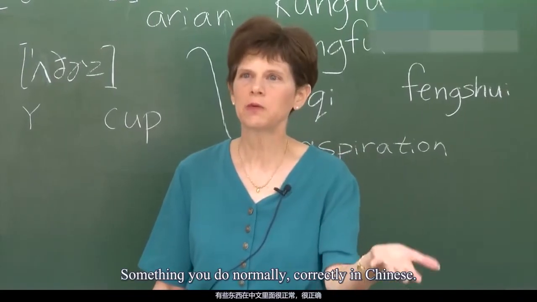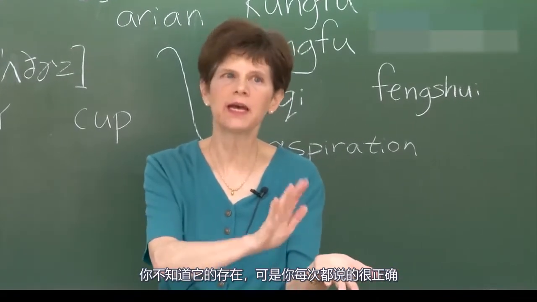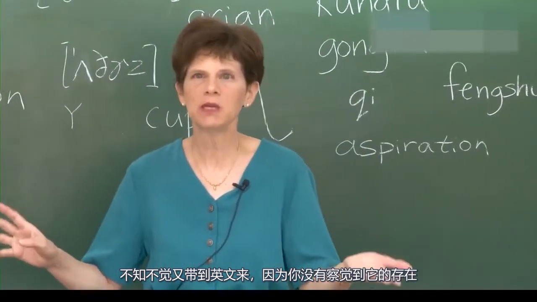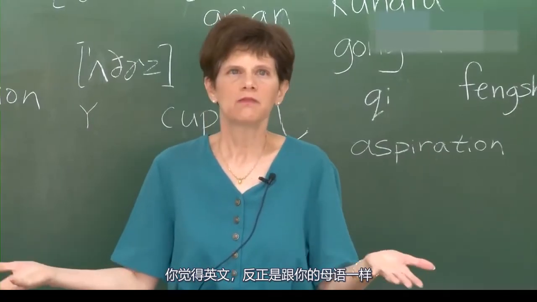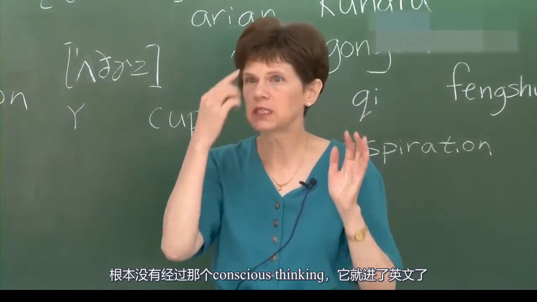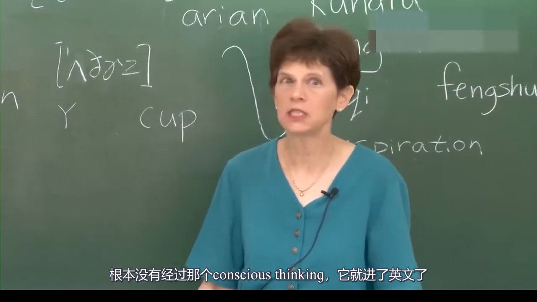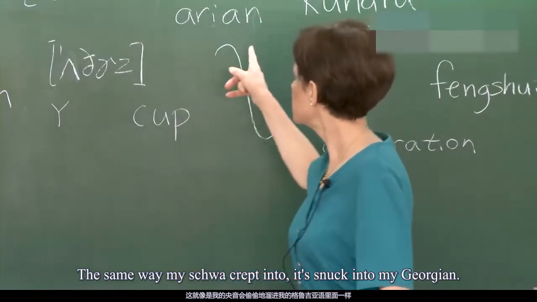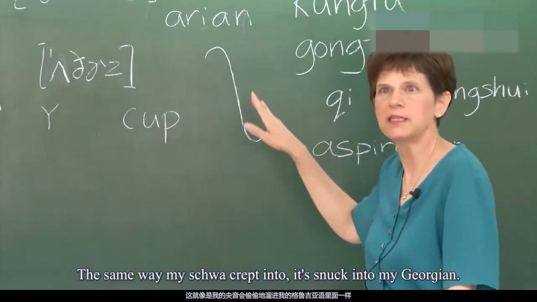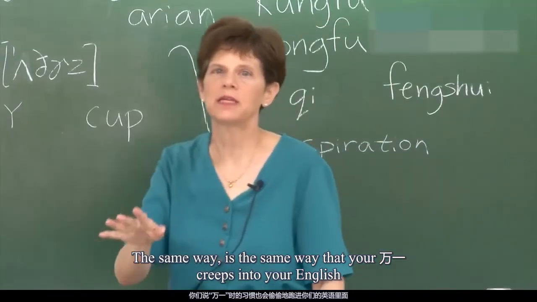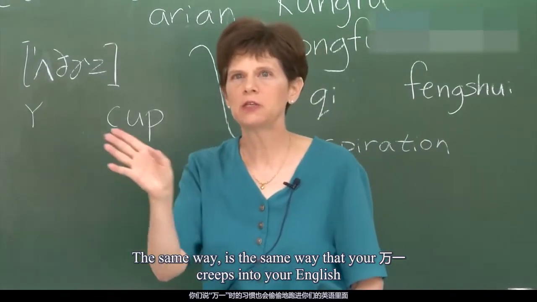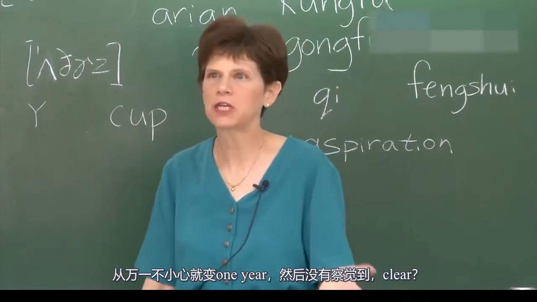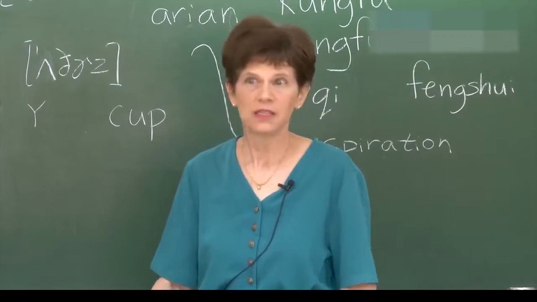Something you do normally, correctly in Chinese, 你不知道它的存在，可是你每次都说得很正确，不知不觉又带到英文来。因为你没有察觉到它的存在，你觉得英文反正是跟你的母语一样，根本没有经过那个 conscious thinking，它就进了英文了。Do you all understand what I'm saying here? The same way my schwa snuck into my Georgian, the same way your 万一 creeps into your English and you say things like 1 year. 从万一不小心就变 1 year，然后没有察觉到。Clear? Important point.